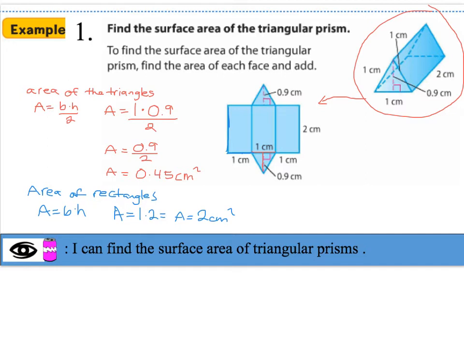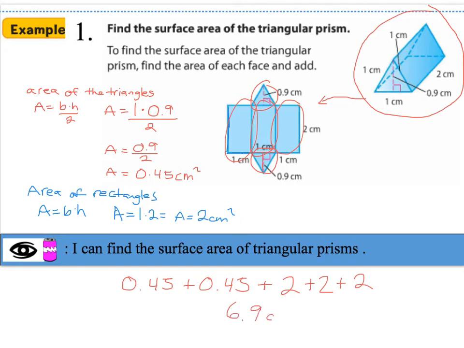So now that I know the area of the different parts, I'm going to go ahead and add them up. So I'm going to write 45/100 plus 45/100. The reason why I'm doing that twice is because I have two triangles. Here's one triangle, here's the second triangle. Plus 2, here's the first rectangle. Plus another 2, here's the second rectangle. Plus another 2, here's the third rectangle. So that's why I'm adding it 3 times. After adding these numbers together, I get 6 and 9/10 centimeters squared. Now that's the surface area of the triangular prism, or the surface area of this tent.